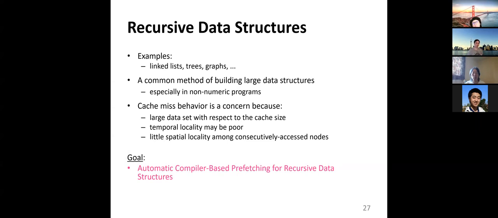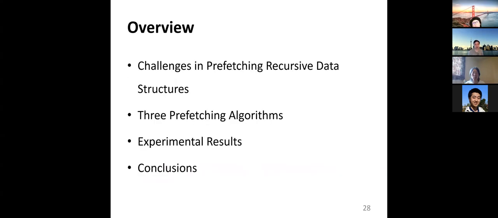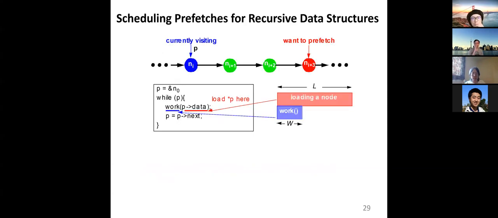So people stated this challenge a long time ago, trying to build automatic compiler-based prefetching for recursive data structures. I'll give a short overview. I'll talk about the challenges in prefetching recursive data structures. I'll give you a few algorithms that people tried, the simplest I know, and I'll show you some experimental results on that topic. So what is so challenging about prefetching for recursive data structures?